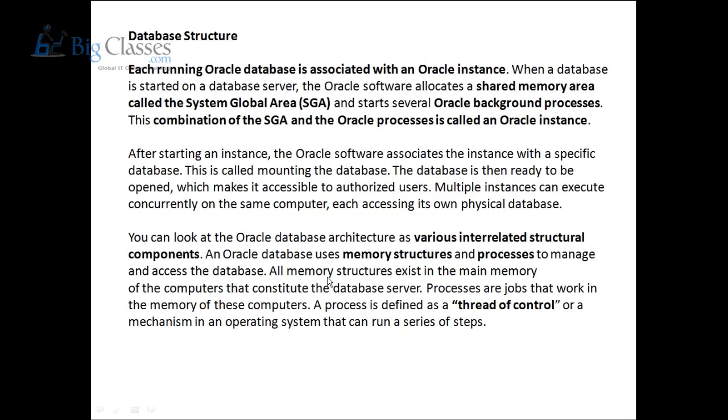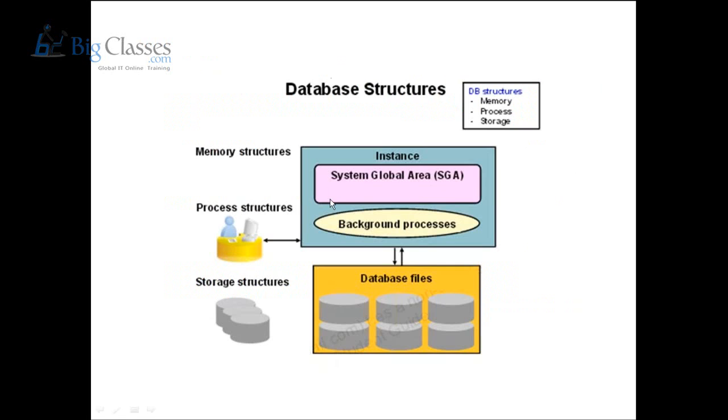Okay? All memory structures exist in the main memory of the computer that constitutes the database server. That is the RAM on that machine, right? So the entire instance is in your RAM. Okay? So if you shut down your system, the instance is no longer available, because there is no data in RAM. RAM is all temporary data, correct? Hard disk is permanent, whereas RAM is temporary. So whatever data is in your RAM will be lost when you shut down your database, right? That is why you have these physical files where you save the data. Okay?